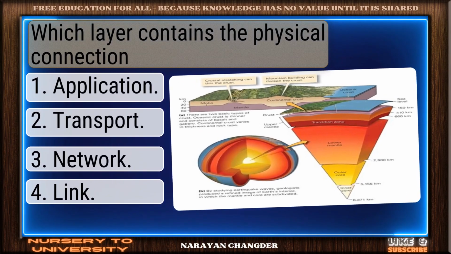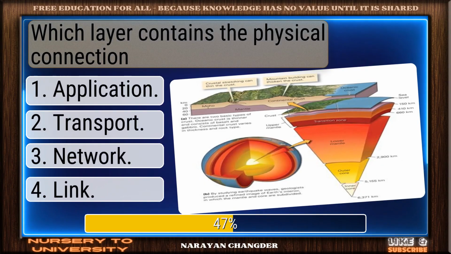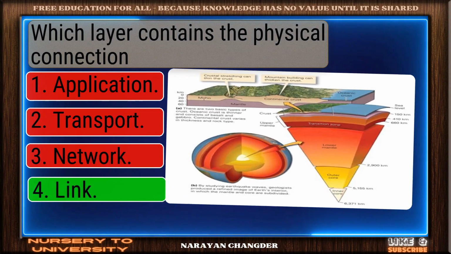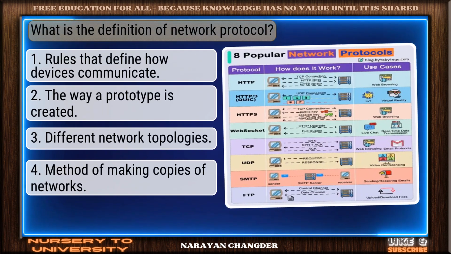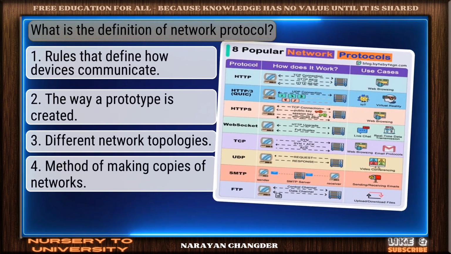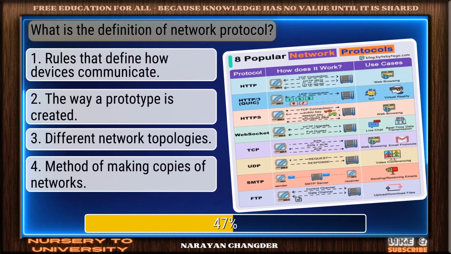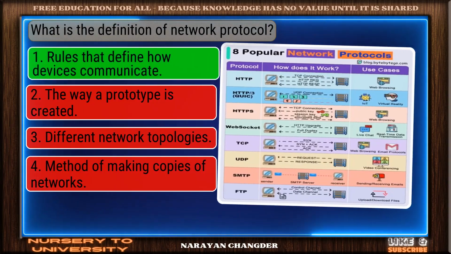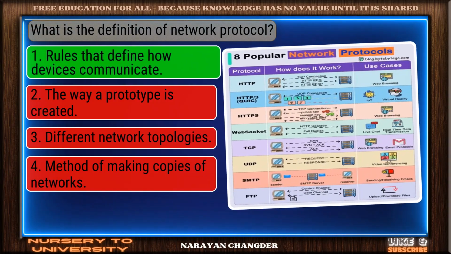Question number 44. Which layer contains the physical connection? Smart pick. Link is the correct choice. Question number 45. What is the definition of network protocol? Good job. Your answer, rules that define how devices communicate, works well here.